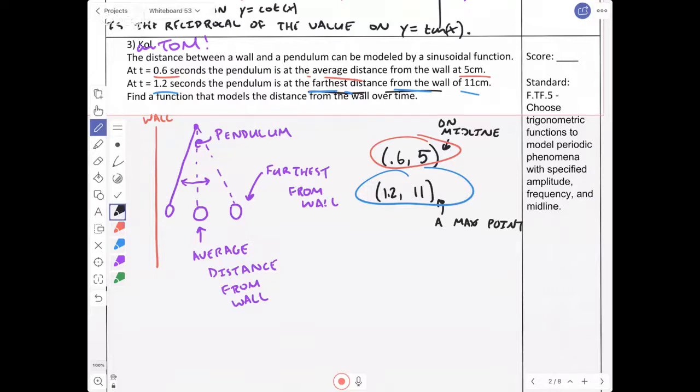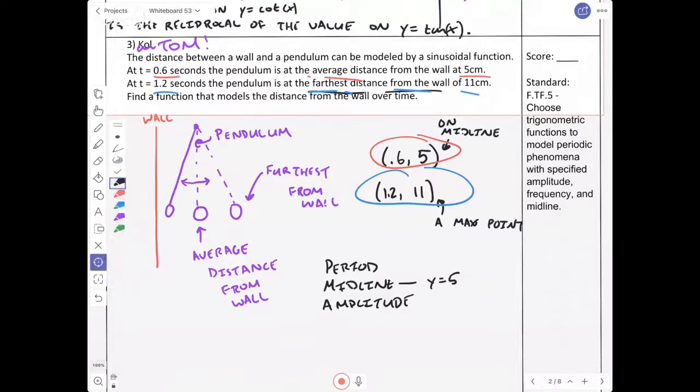So let's see. I want to ask a few questions. I'd like to know what's the period, what's the midline, and what's the amplitude. Well, the midline is really easy. That's given. That's 5. Y equals 5. The period. Well, it took me 0.6 seconds to get from a midline point to a high point.